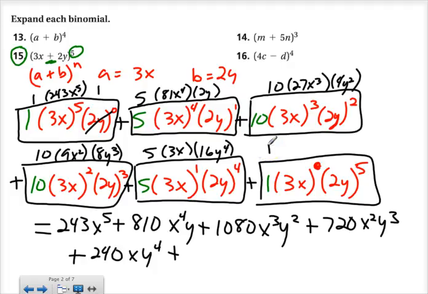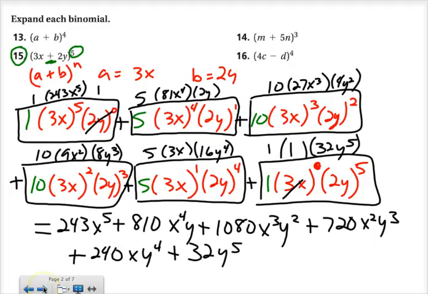a 1 in front, 3x to the 0 power is also going to be a 1, and then we need 2 to the fifth y to the fifth, which will be 32y to the fifth. So 1 times 32y to the fifth is 32y to the fifth. And that one is completed.